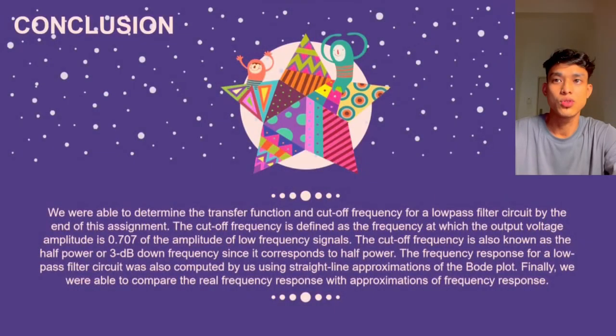Lastly, for the conclusion, we were able to determine the transfer function and cutoff frequency for a low-pass filter by the end of this assignment. The cutoff frequency is defined as the frequency at which the output voltage amplitude is 0.707 of the amplitude of low frequency signals. The cutoff frequency is also known as the half power or 3 dB down frequency, since it corresponds to half power.